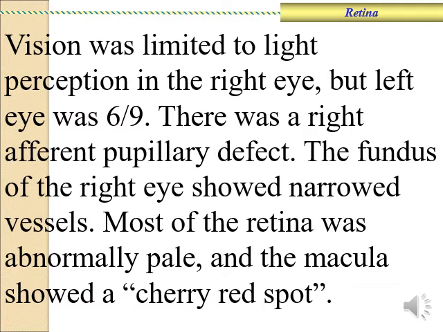The fundus of the right eye shows narrowed vessels. Most of the retina is pale and the macula shows a cherry red spot. What is the cherry red spot? What is the differential diagnosis of a cherry red spot?